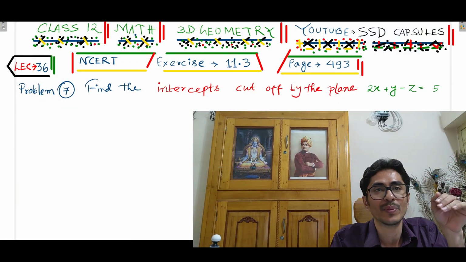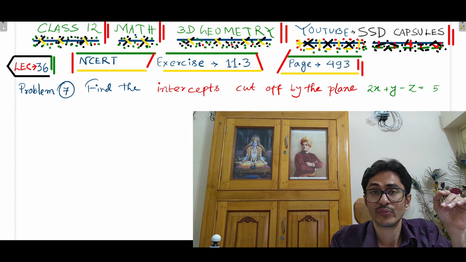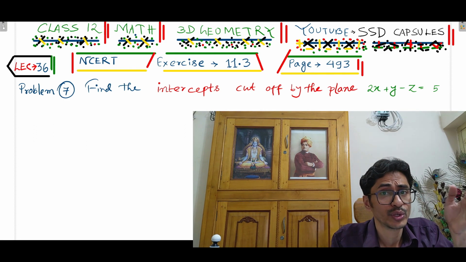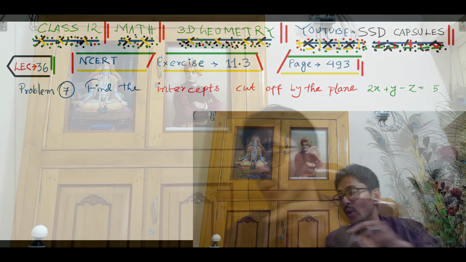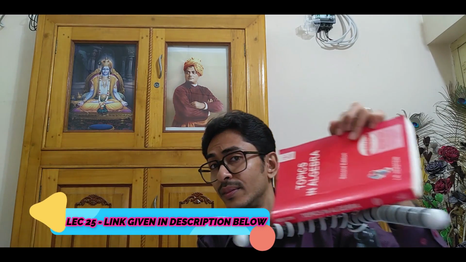Find the intercepts cut off by the plane 2x plus y minus z equal to 5. My humble request to you, if you directly come to this lecture, first go through lecture number 25 where I have proved the theory using this beautiful mathematical model: find the equation of a plane in intercept form.